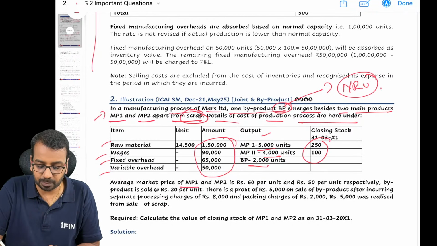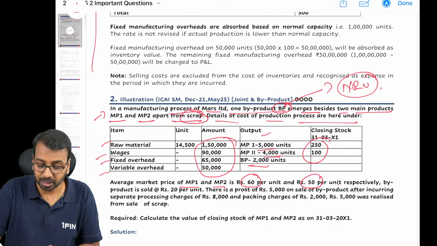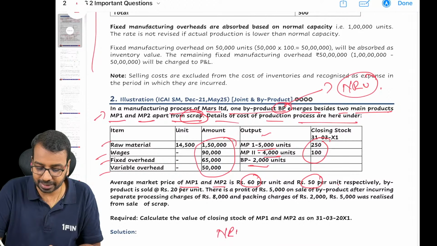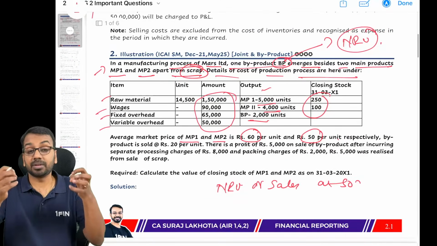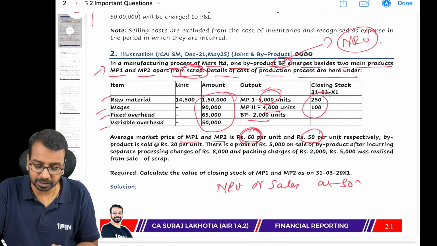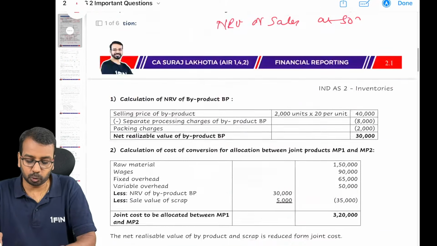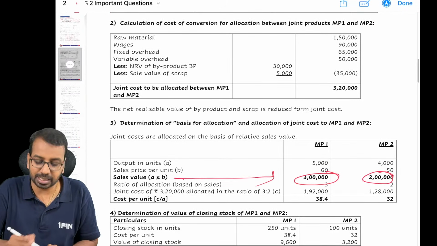Average market price of MP1 and MP2 is 60 and 50 per unit respectively. Why is this given? So that we can calculate the net realizable value or sales value at split off point. Whenever we see a joint product, 5,000 into 60, 3 lakhs, 4,000 into 50, 2 lakhs. So 3 lakhs and 2 lakhs is the sales value.